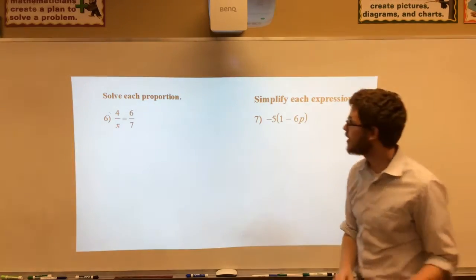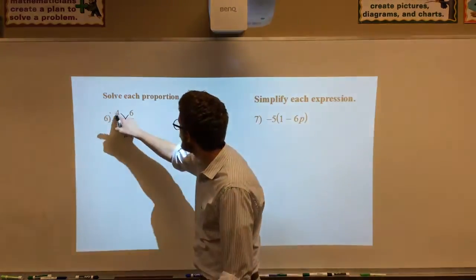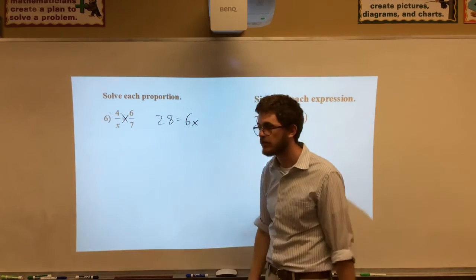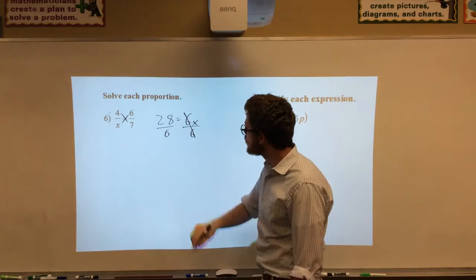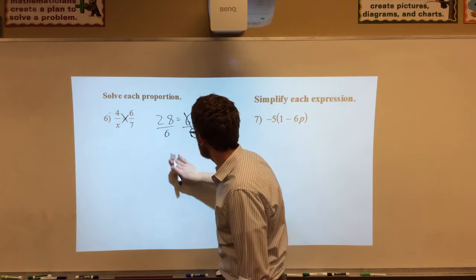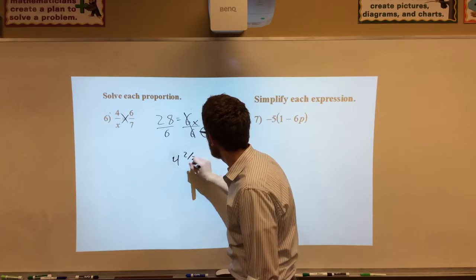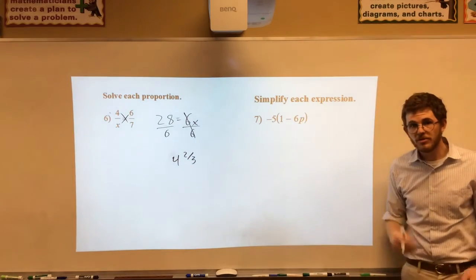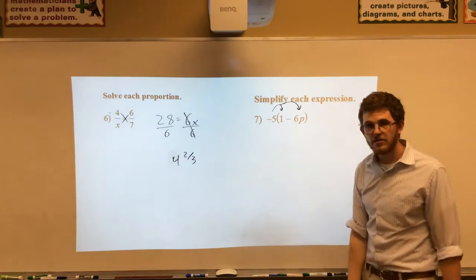Solving proportions, I would use cross products. When we use cross products, we have 4 times 7, which gives us 28. 6 times x gives us 6x. When we divide both sides by 6, 28 divided by 6 should give us 4 2/3.